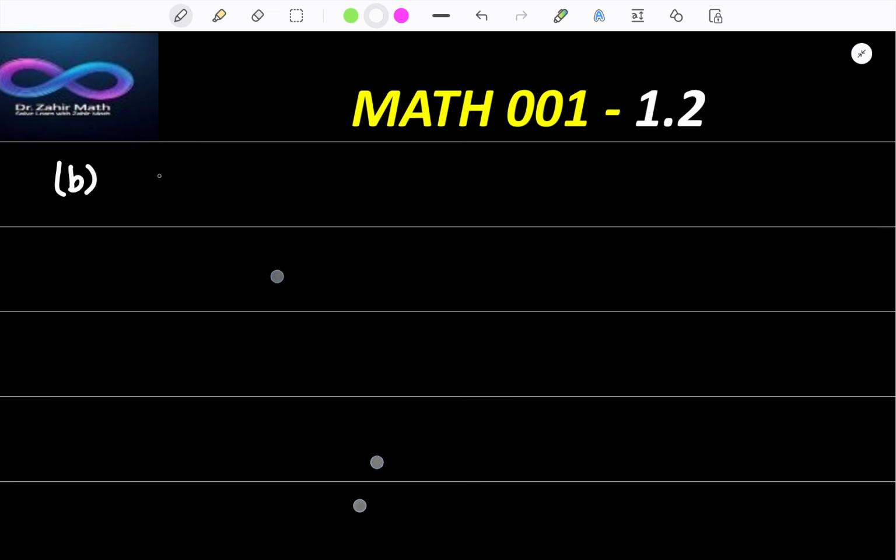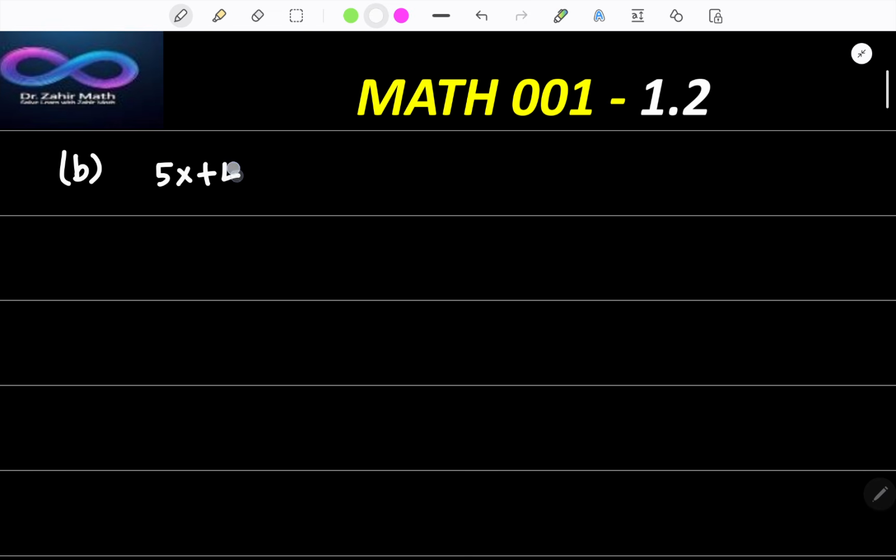So next, B question: solve the equation 5x + 4 = 3x - 8. Right? Keep in your mind, your x should be all on one side, which is the left side, and the numbers should be on the right side. So here 5x is there, 3x is there. So I'm taking 5x here, 3x I bring after the equal sign.